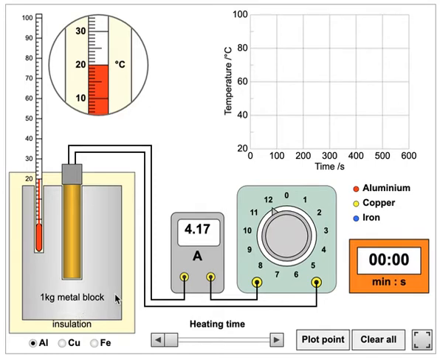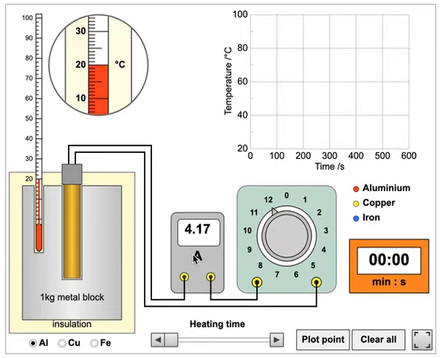Okay, so for the equipment, there's a couple of different ways of doing it, but this way here, you've got a metal block which has got a couple of holes in it, one for a thermometer and one for a heater. So you would place your heater and your thermometer into your metal block, and then put some insulation, some lagging, around it. This heater will be connected to a power pack, and you'll need to know the potential difference of the power pack and the electric current going through your heater as well.